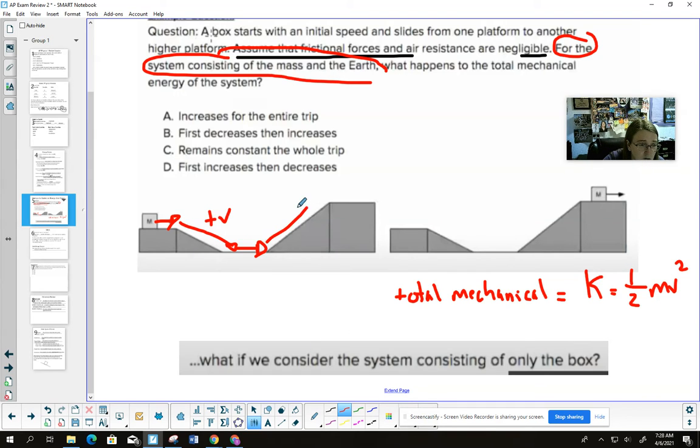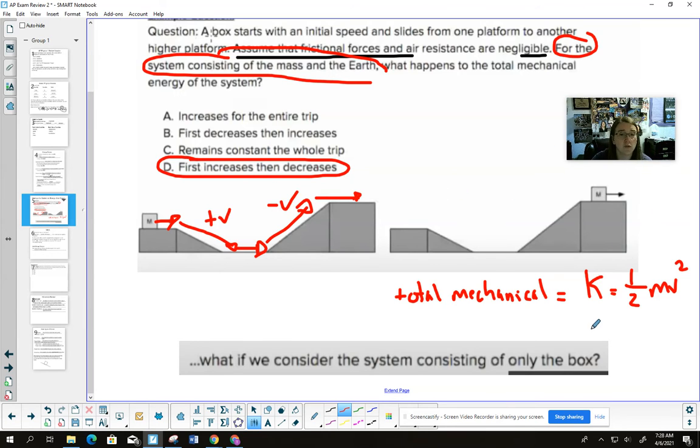As it travels up, it's going to decrease, right? Because gravity is pulling down on it. We're not talking about the energy it has from gravitational potential, but again, gravity is still going to work on it. So you should have said first increases, then decreases. It's going to increase and then decrease. It's going to remain constant there because there's no friction.